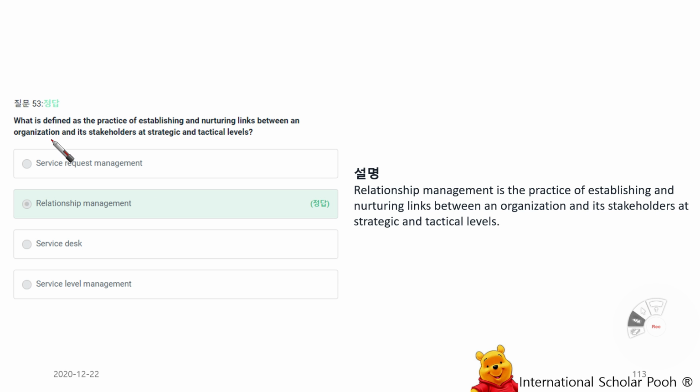What is defined as the practice of establishing and nurturing links between an organization and its stakeholders at strategic and tactical levels? Relationship management. Relationship management is the practice of establishing and nurturing links between an organization and its stakeholders at strategic and tactical levels.